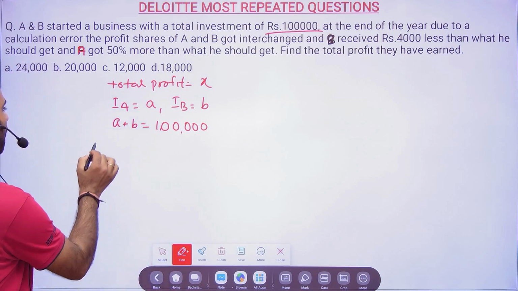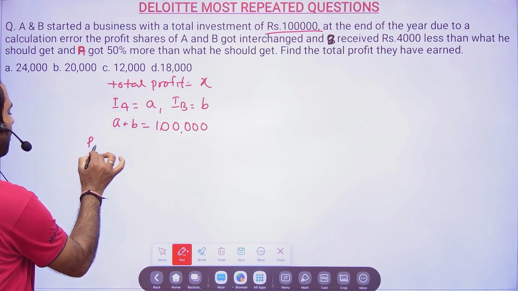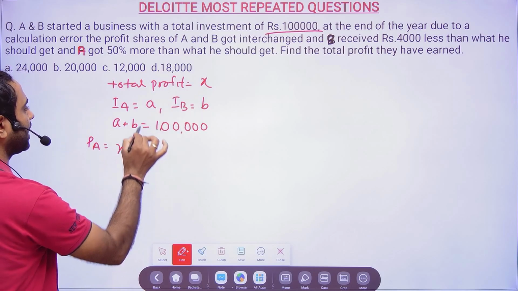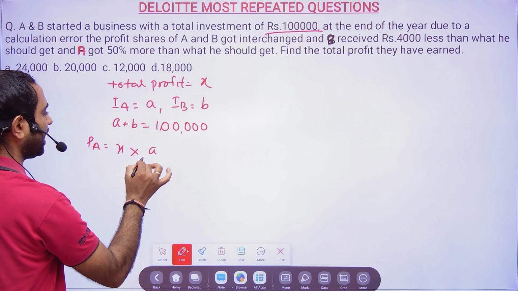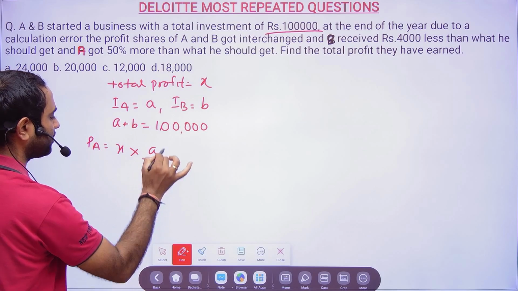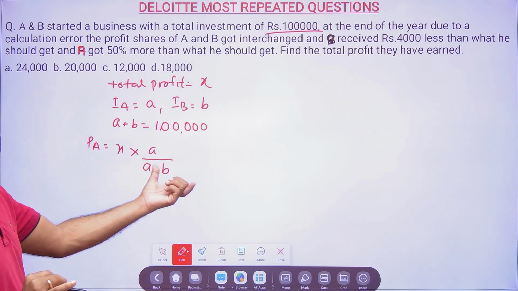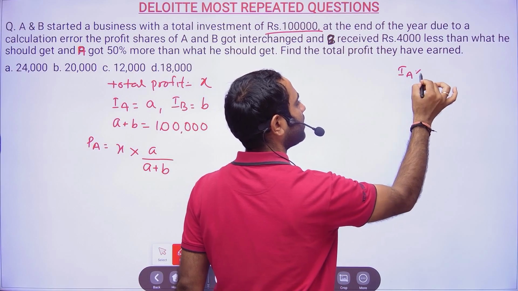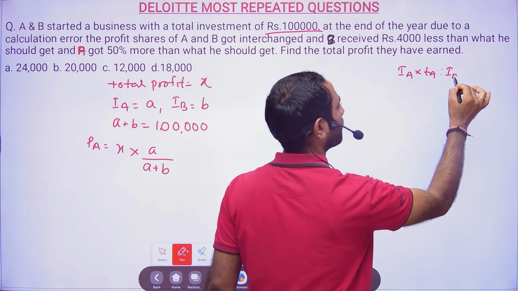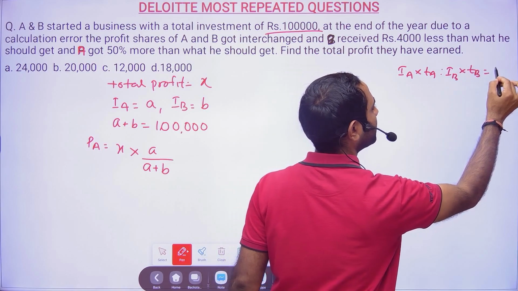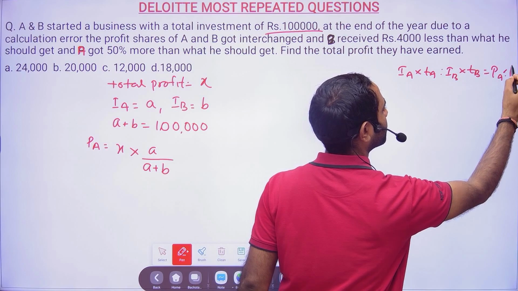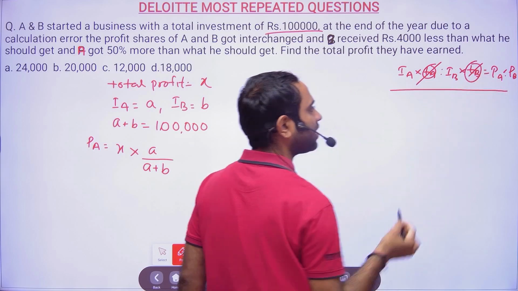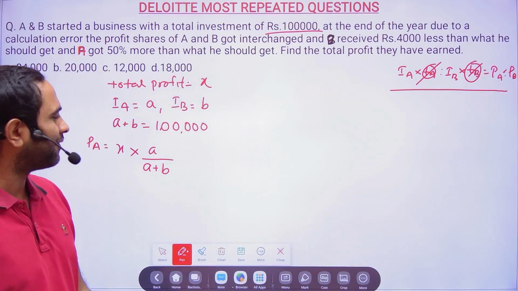Now, what is the profit of A? The profit of A will be nothing but the total profit times the investment of A, which is a, divided by a plus b. This is a formula. See, the total investment into time is nothing but the profit ratio. The time is the same, 1 year, so it cancels. So your profit ratio will be nothing but your investment ratio.